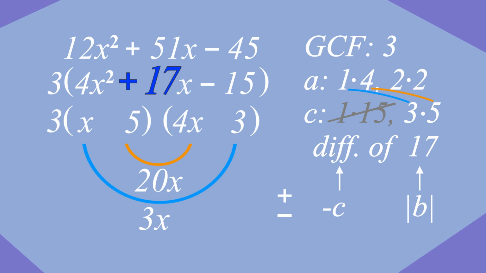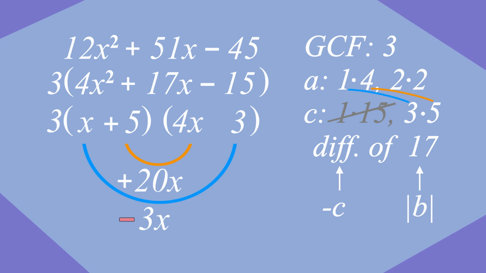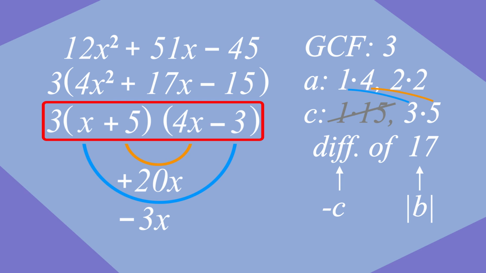We see that b is positive, so where do we put the plus sign? The product of 4 and 5 is greater than the product of 1 and 3. So the 5 gets the plus sign, and the 3 gets a different operation, a minus sign. Now we have 3 times the quantity of x plus 5 times the quantity of 4x minus 3 as the factored form of our original problem.